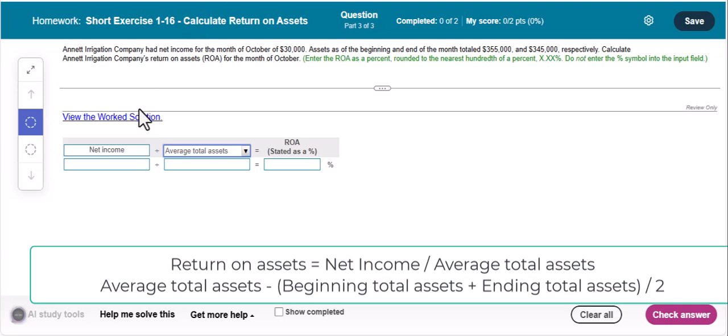So then we're going to go ahead and plug the numbers in. So our net income for the month of October was $30,000. So we'll go ahead and enter that in here for the net income. And then we're going to need average total assets.